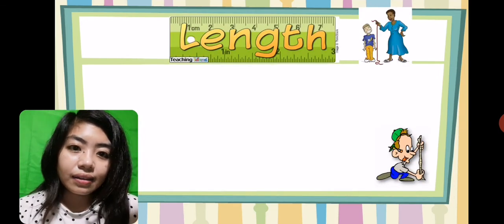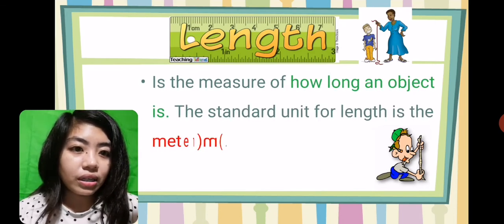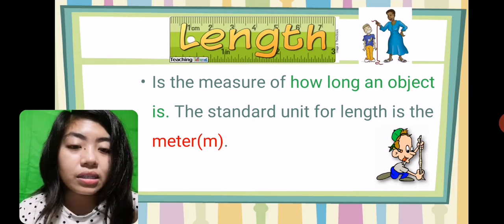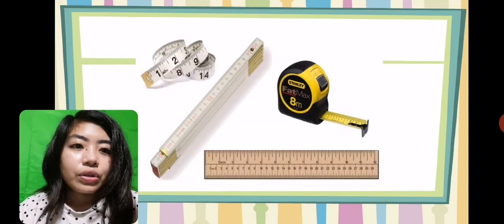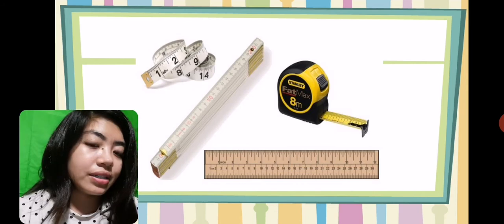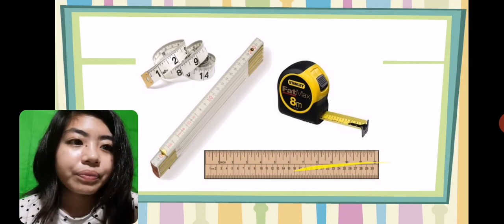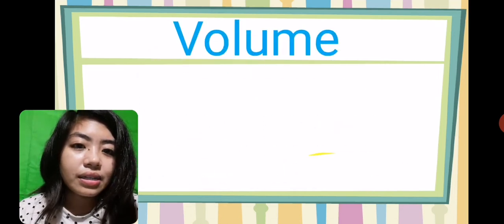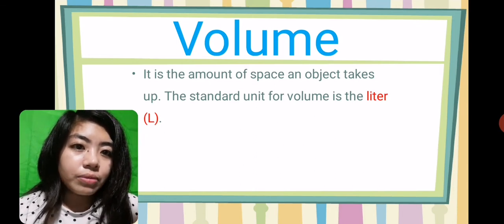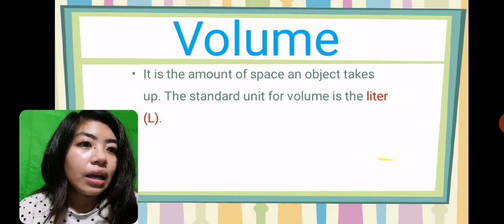Next is length. Pag sinabi naman natin na length, measurement of how long an object is. So, ang unit natin for measuring length is meter. So, ito yung mga instruments na commonly na ginagamit natin in order for us to find length. So, we have yung ruler, yung metro, the tape measure. Next is volume. Pag sinabi natin volume, amount of space an object takes up. So, ang unit na ginagamit natin dito is liter.